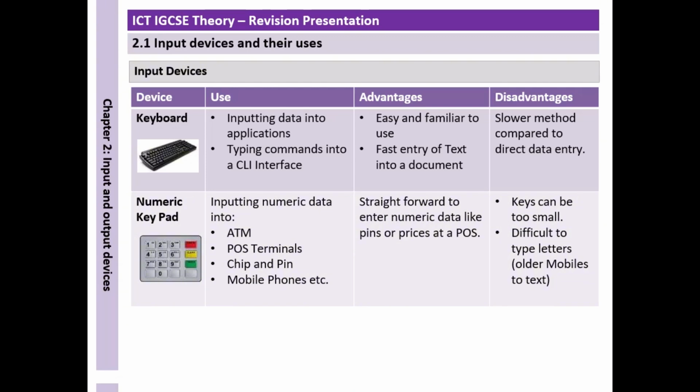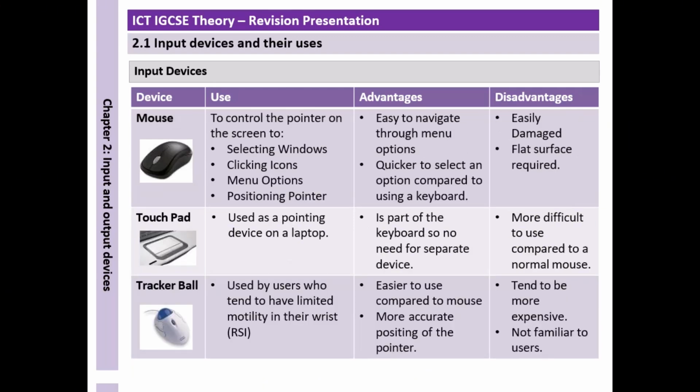So it is fast entry of numeric data into a spreadsheet. If you're using Excel, you'll also need to be able to enter numbers. Advantages: straightforward to enter numeric data like PINs or prices at the point of sale. Disadvantages: keys can be too small, especially for old people. It is difficult to type letters on older mobile phones to text. So those are the disadvantages. And for people who are disabled, you find that they have problems with their fingers, which can also be an issue.